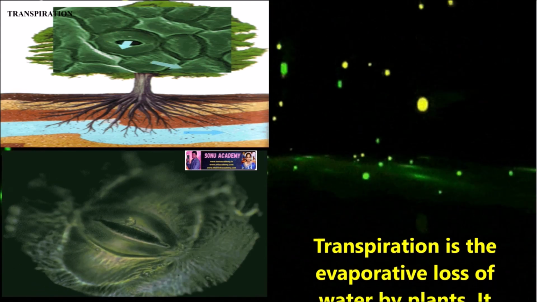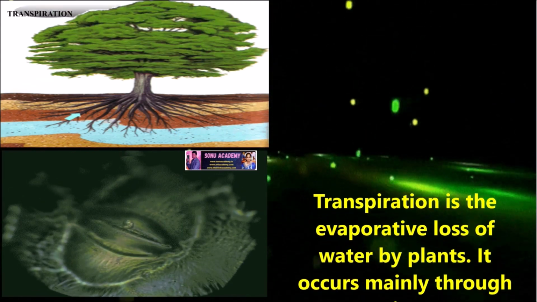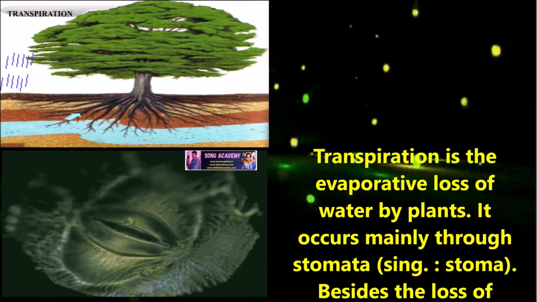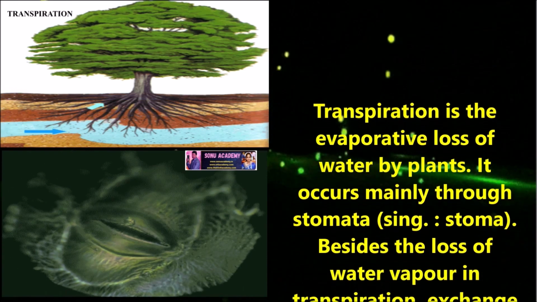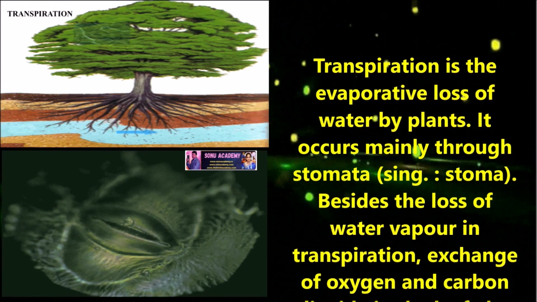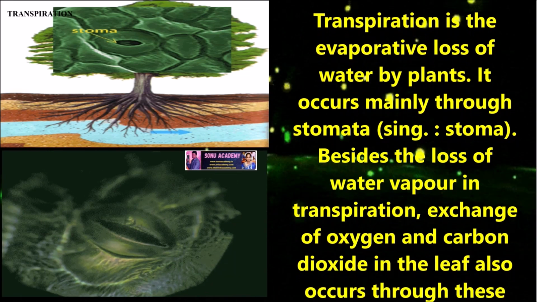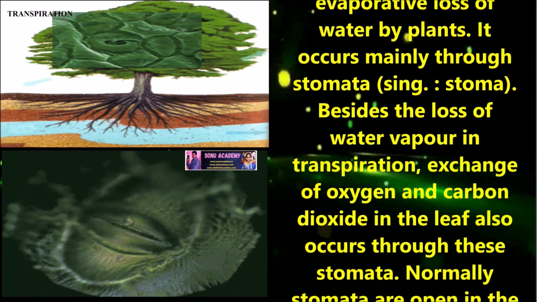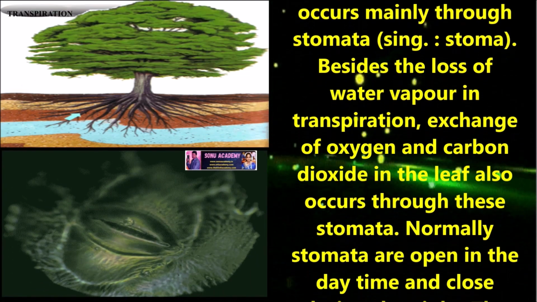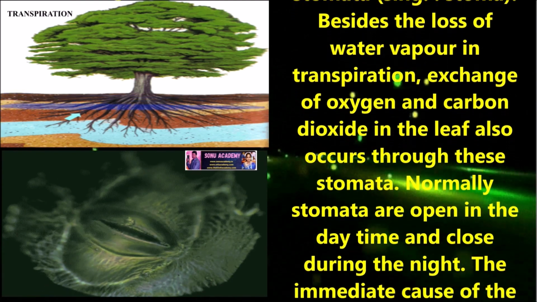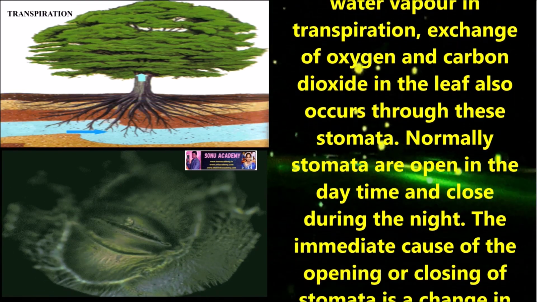Children, now let us discuss transpiration. Transpiration is the evaporative loss of water by plants. It occurs mainly through stomata. Besides the loss of water vapor in transpiration, exchange of oxygen and carbon dioxide in the leaf also occurs through these stomata. Normally, stomata are open in the daytime and closed during the night time.